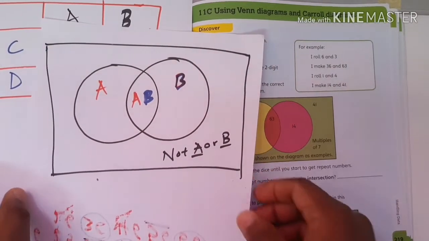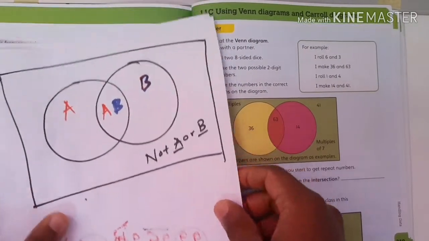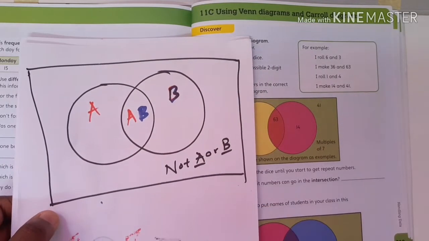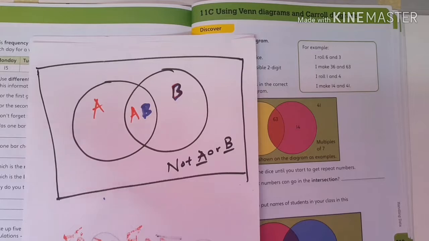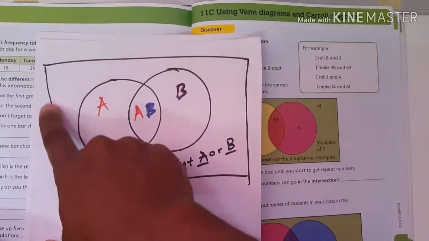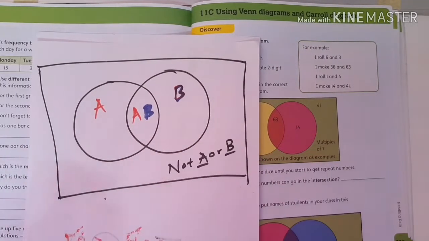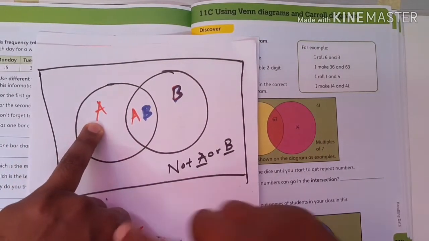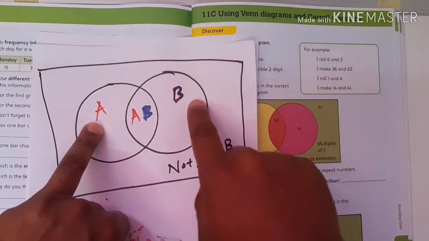A Venn diagram is normally two circles which go through each other, and it can also be more than two depending on the type. But in this case, we are going to deal with the two circles only, and they are normally enclosed inside a rectangle. You put some information on the first side and the other different information on the second side.